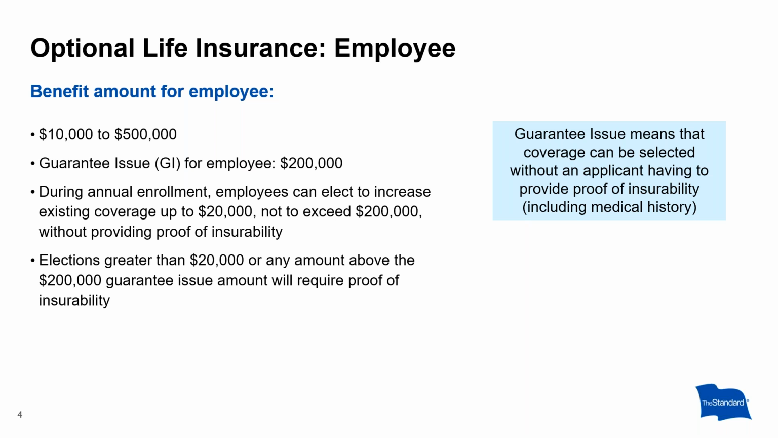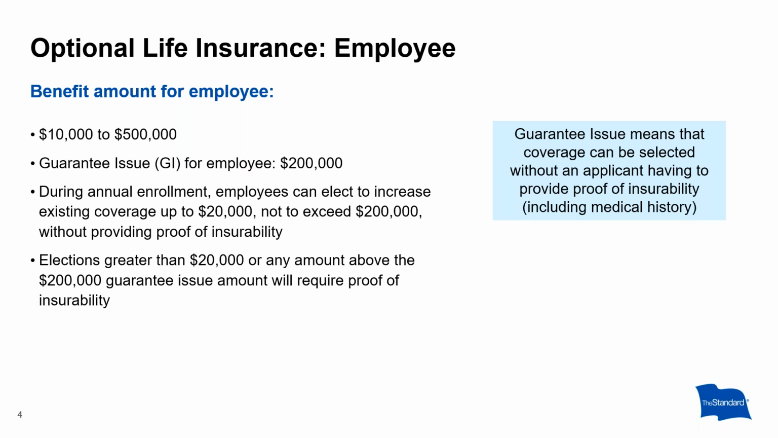So let's talk about the optional life insurance. For the employee, optional life insurance can be elected in increments of $10,000 up to $500,000. There's a guarantee issue amount of $200,000 if the employee is electing the coverage when first eligible. So if they are a new hire, or if your employer is offering you optional life insurance for the first time during this enrollment period, you can enroll in optional life insurance up to $200,000 at guarantee issue. And what that means is that you can elect coverage without having to provide proof of insurability. You don't have to fill out a medical history statement.